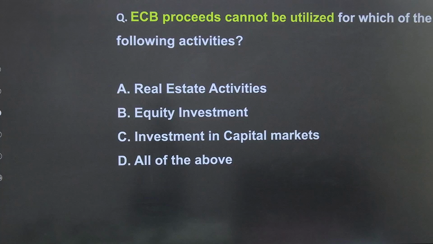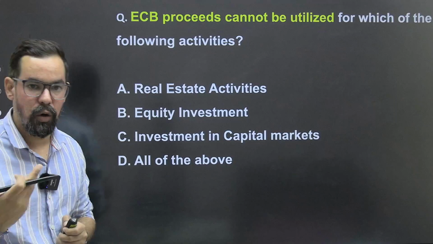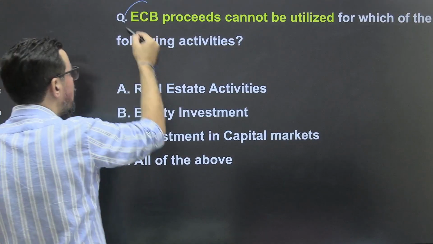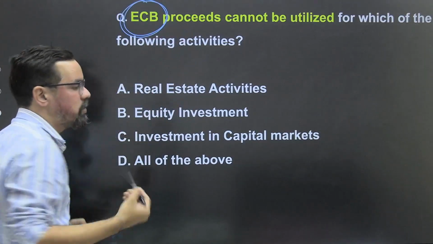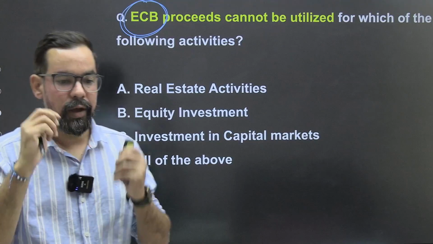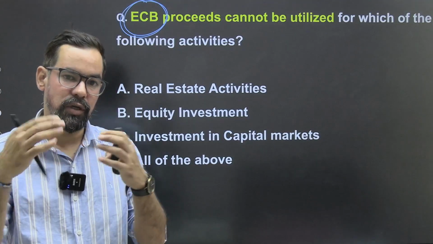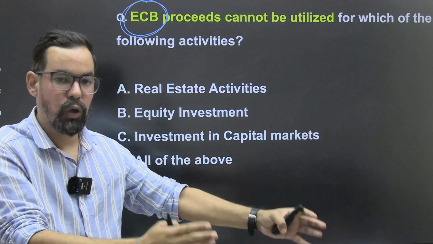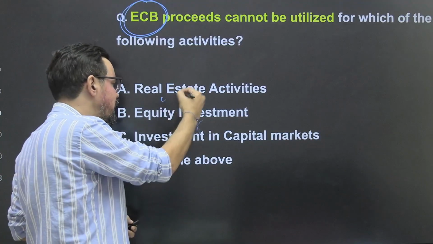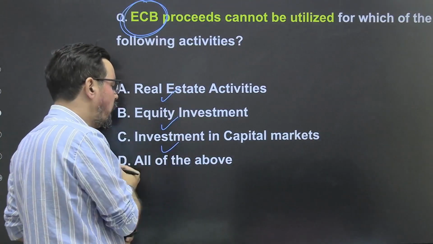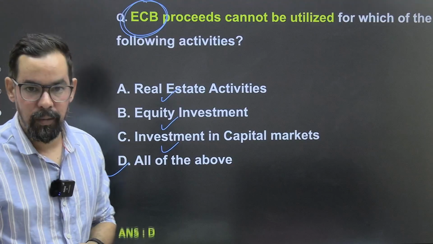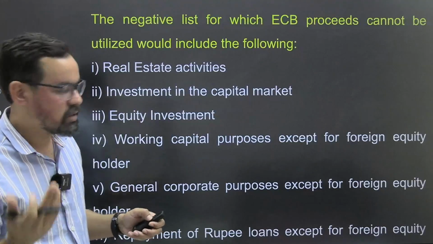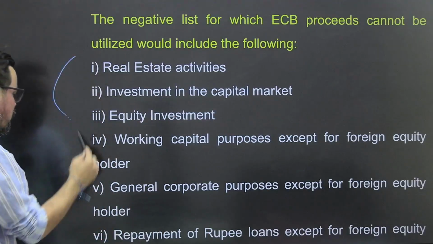Next one, ECB proceeds cannot be utilized for which of the following activities? So external commercial borrowing. ECB proceeds means, let's say कोई कंपनी आपका generally raise funds from outside India and they cannot use that money in which of the following areas. तो कहाँ पे नहीं कर सकते? रियल एस्टेट, इक्विटी इन्वेस्टमेंट और आपका इन्वेस्टमेंट इन कैपिटल मार्केट. ठीक है, so there are some areas which are restricted for the ECB proceeds.